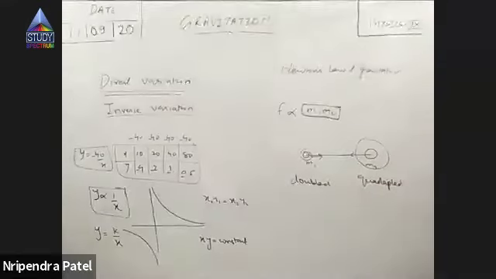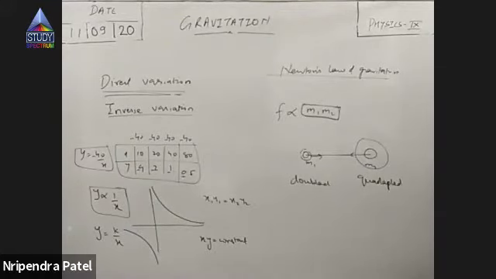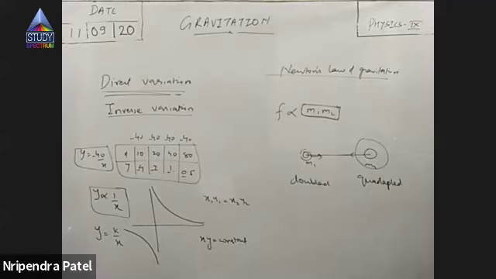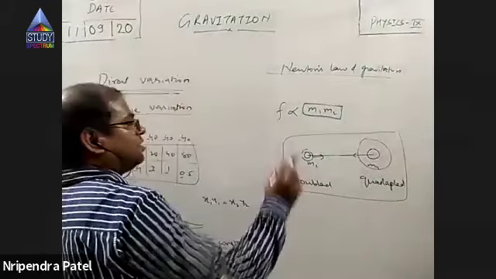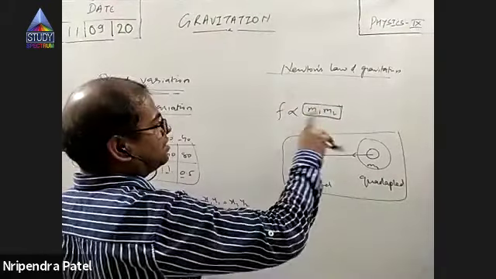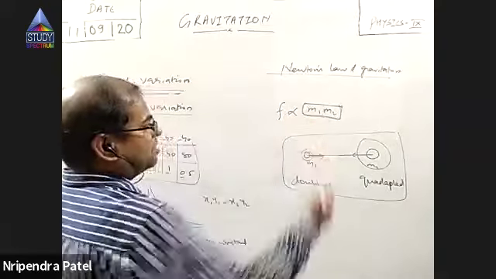If one of them is made 4 times and the other is halved, how many times will the force increase? So 2 times. One of them is made 4 times, the other is halved. So 2 times. 4 into half is 2. So this is how proportionality works. So he got at least some idea. Yes, it's working. This gravitational force of attraction is proportional to the product of the masses.